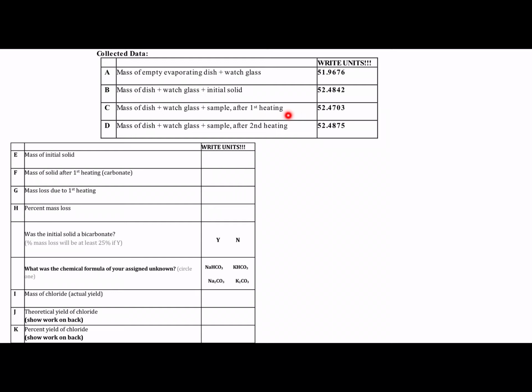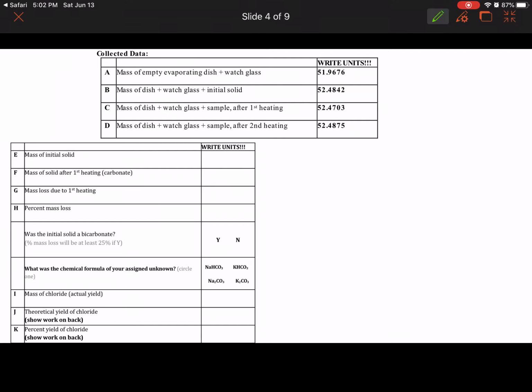The data is given, and then you add hydrochloric acid and heat it. That is your second heat, and you get the mass again. So you're going to be getting 4 data for this experiment. These are the data that was given to us from the experiment that is being done, so I wrote it down over here. Okay, so how do we find the mass of the initial solid? The mass of the initial solid is going to be B minus A.